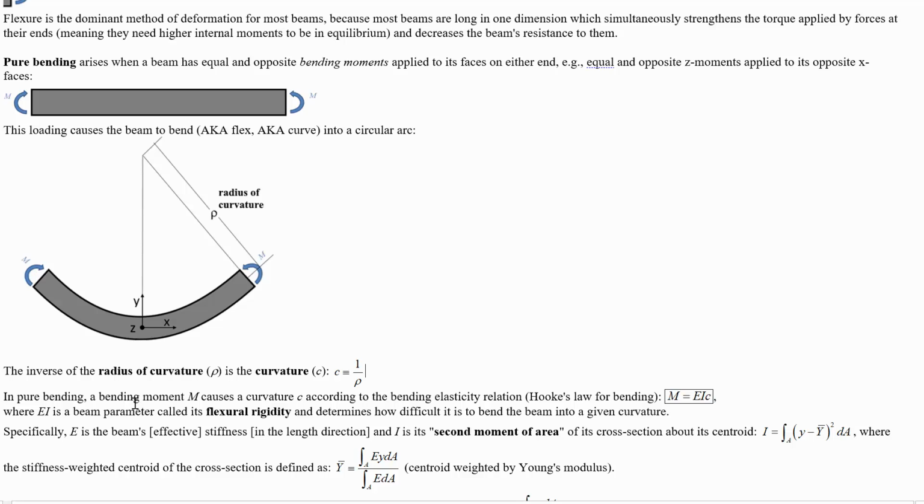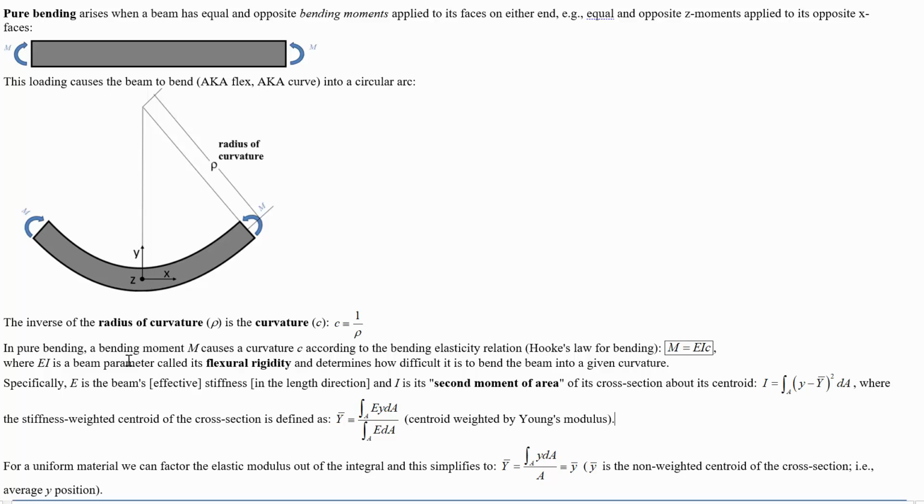Okay, so in pure bending, a bending moment causes a curvature C according to the bending Hooke's law, right? The elasticity relation for bending, which is that the bending moment is related to the curvature by this material and geometry parameter, the flexural rigidity, EI. In this formula, E is the stiffness of the beam in the length direction, the Young's modulus in the length direction, really the effective stiffness. So if you're clamping it in the Z direction, for example, then you would use the effective stiffness in the length direction in this formula. But if it's free in the other dimensions, then that ends up just being the Young's modulus.